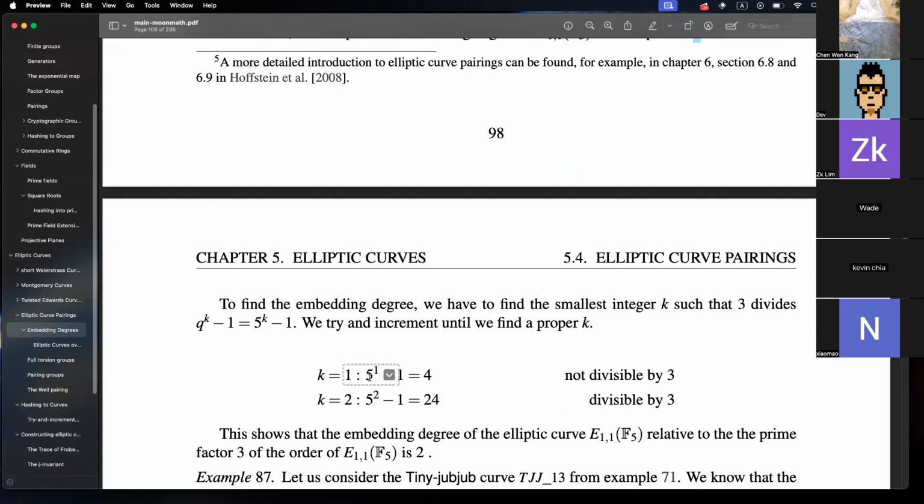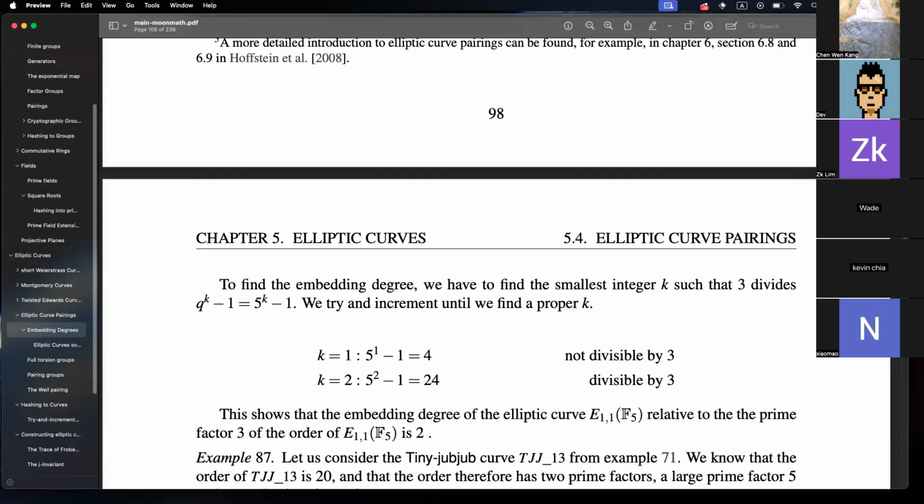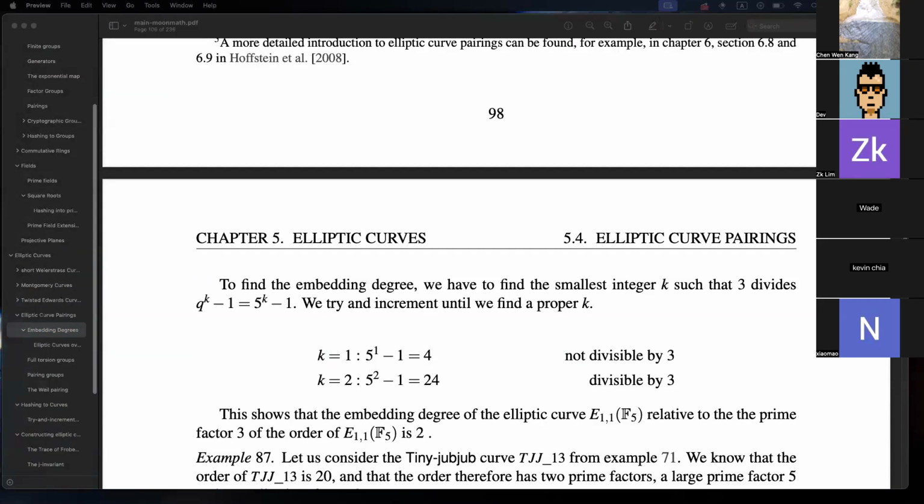Okay, so such that q^k minus 1 is divisible by r, and in this case, they just go through one by one. So 5 to the power of 1 minus 1 equals 4, and this is not divisible, but this is divisible, right? So that's how they find it. They want to find the smallest number in this case.